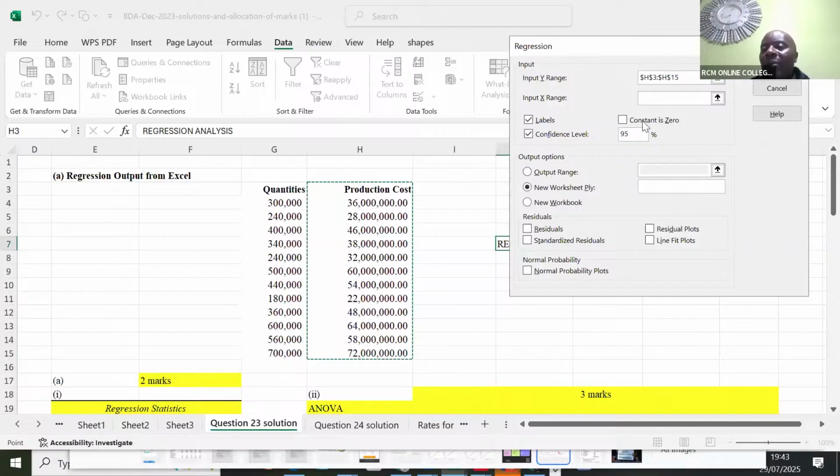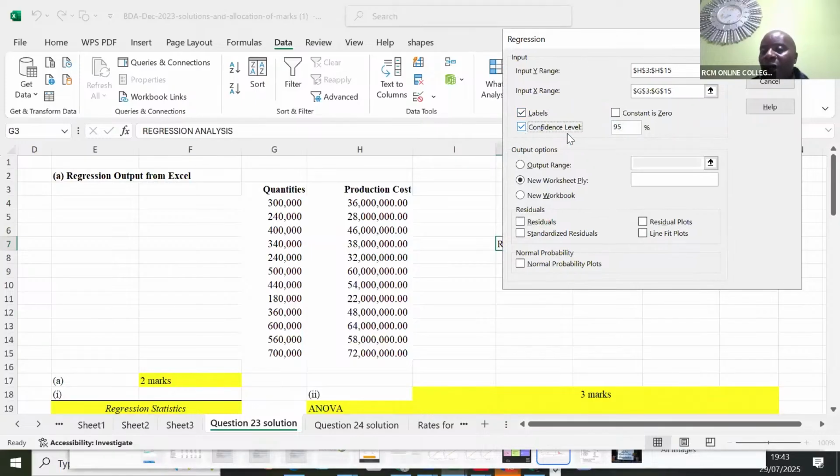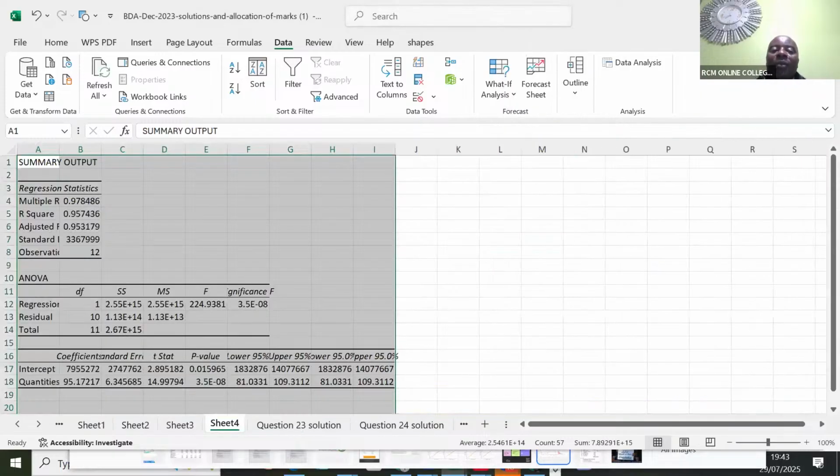Great. Then you come to the input range. So for the input range, you come here and move down like that. Once you do that, don't forget to tick Labels, because this is not ticked. So always remember to tick Labels. Also tick Confidence Level, and you can see they have the 95% confidence level like that. Then you say OK. You'll be able to get these results here, ladies and gentlemen, that I don't want to interpret today until your mwalimu does that.